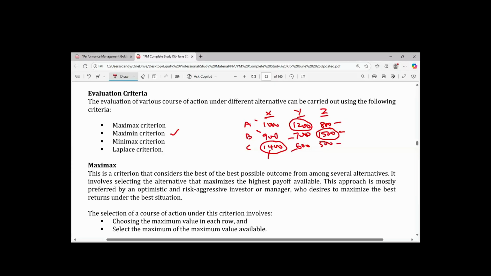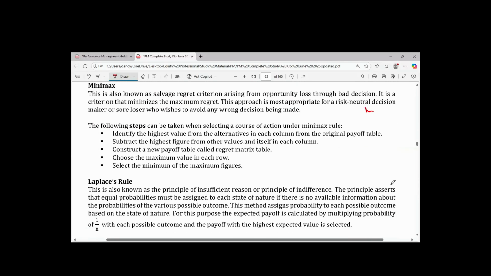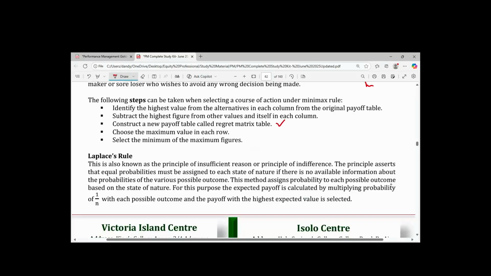Whatever answer I have after my deduction, I will now put it in another payoff table, which is known as a savage regret table. Okay, I will construct a new savage regret table. After that, the fourth step says you should select the highest value in each of the rows. Among different alternatives, I will select the highest value. Then to make a decision, I will select the minimum of the maximum value. So this is what you need to know under the Minimax criterion, or under the Minimax decision rule.